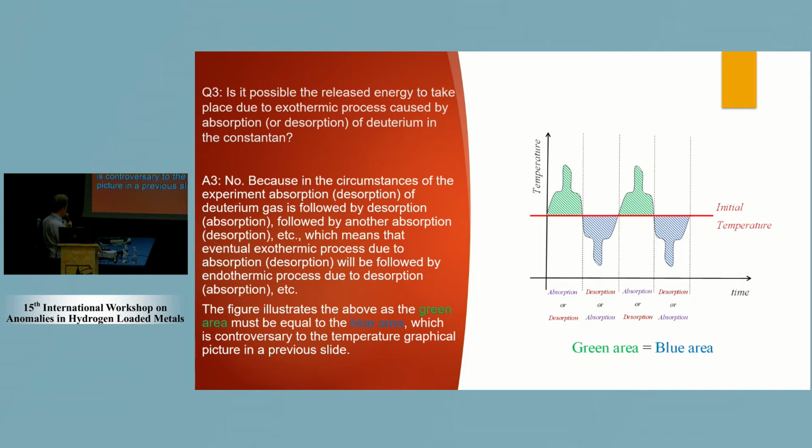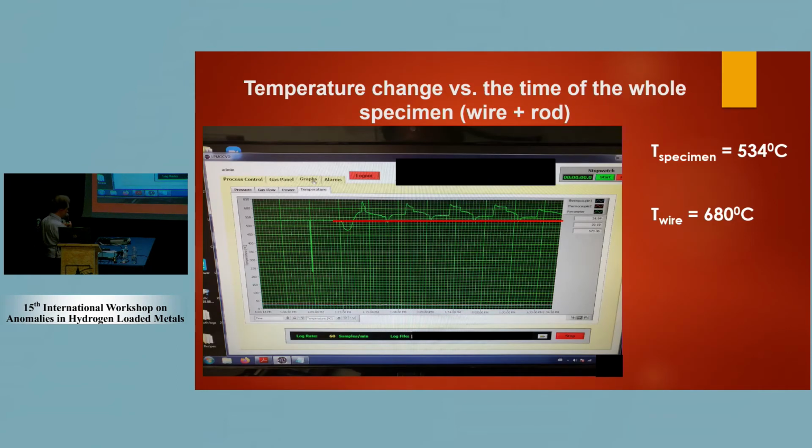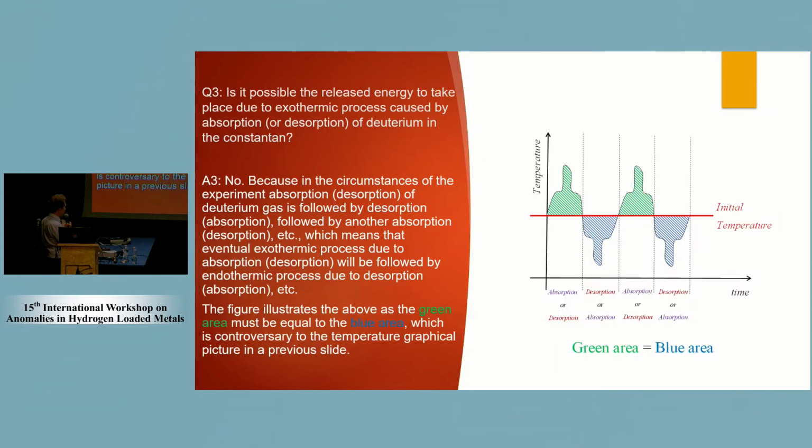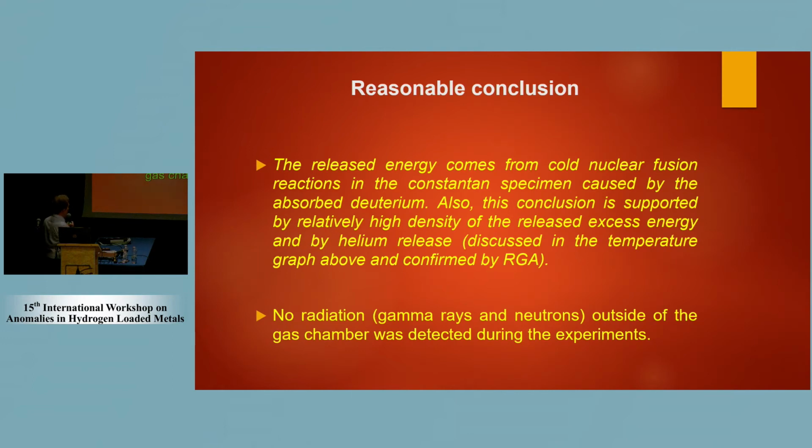But as a matter of fact, I would like to go back. You can see here all of these peaks are above the green line, which is the initial temperature, which means that the energy is generated inside of the specimen. So the conclusion I made is that this energy comes from a cold nuclear fusion reaction in the constantan specimen. If somebody considers something else, he must consider that the released energy has some kind of unusual origin. And it is a relatively high density of the released excess energy.